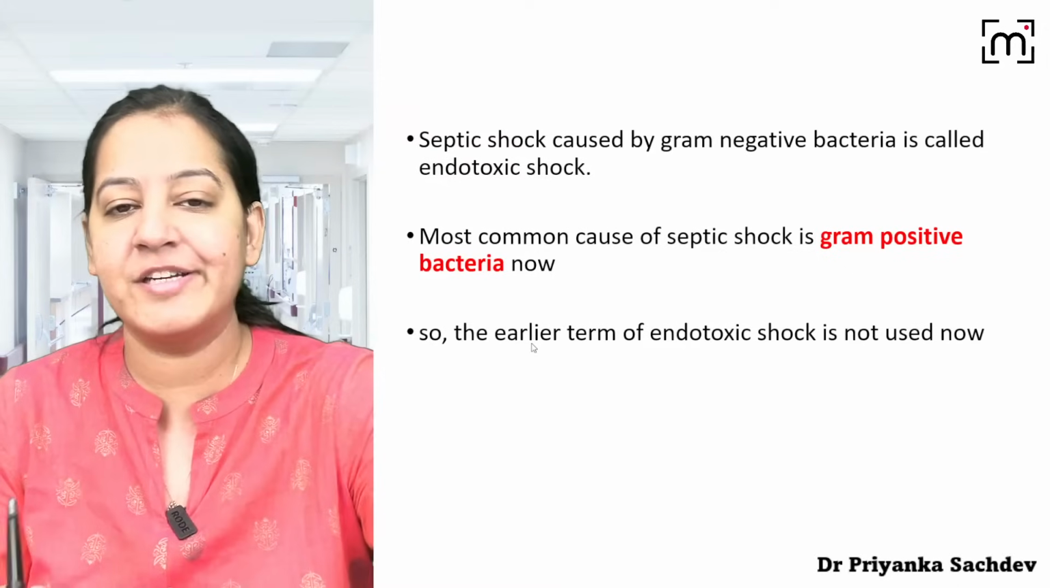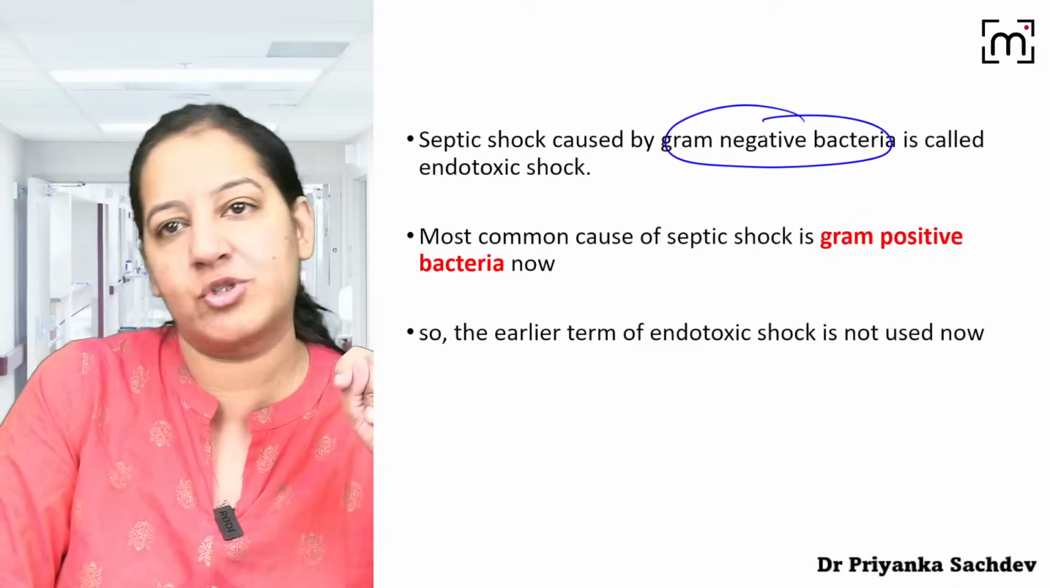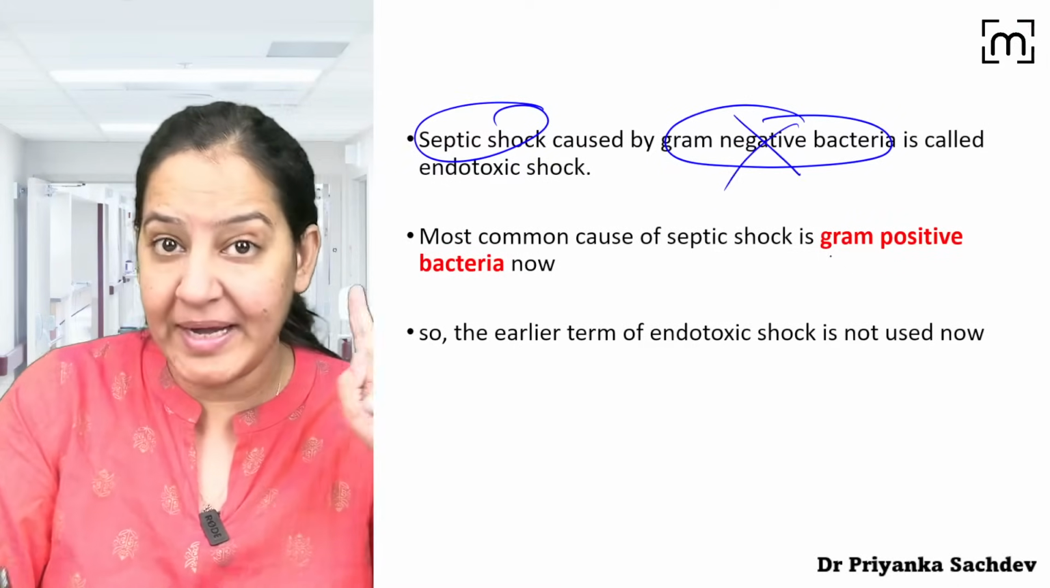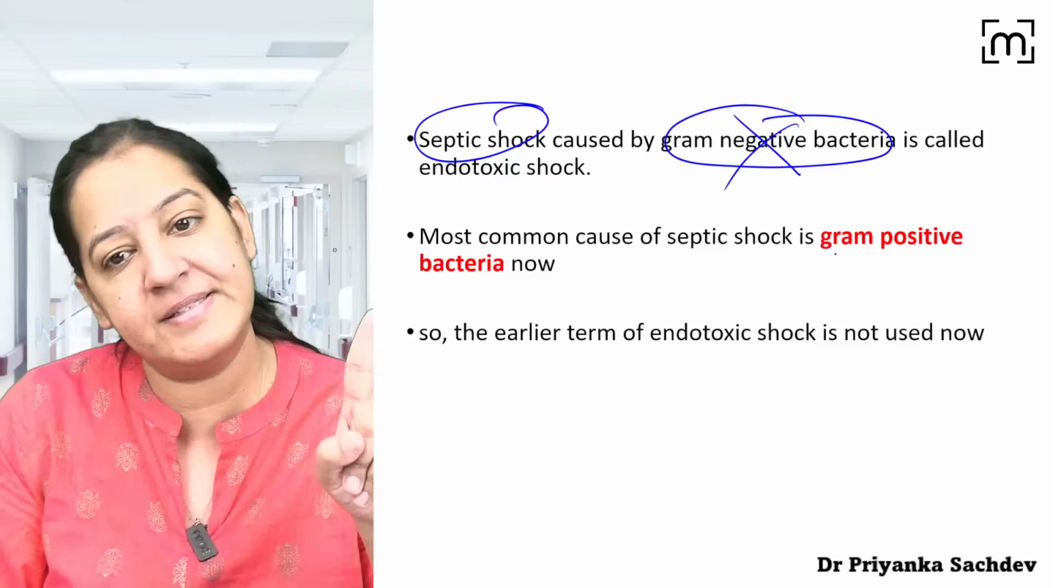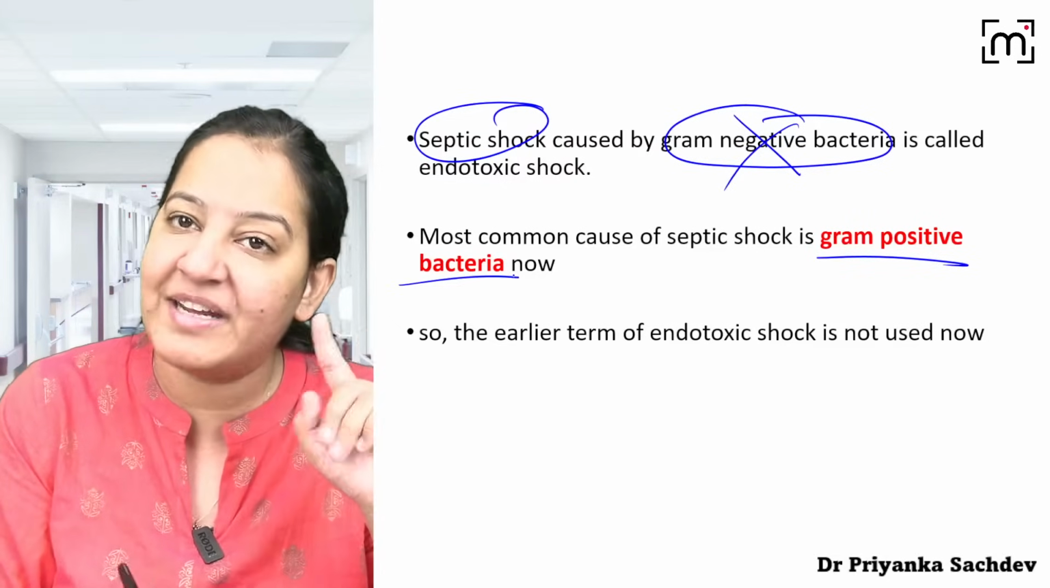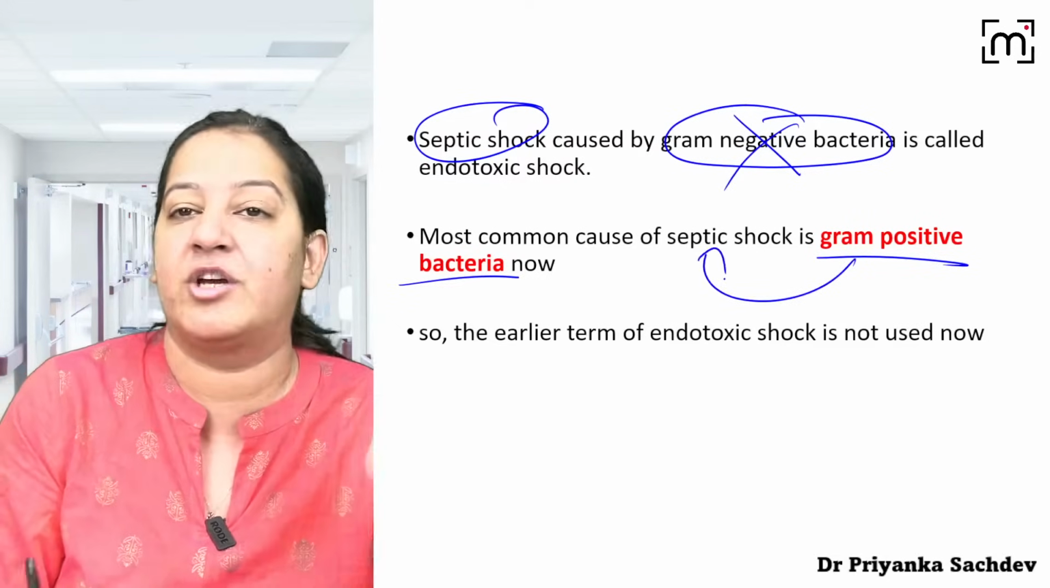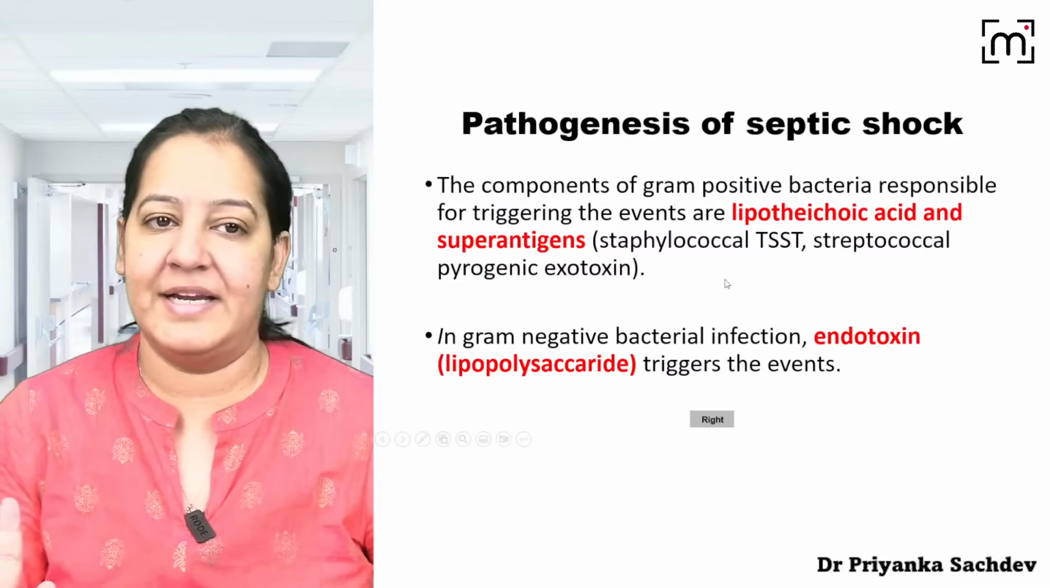Initially, it was thought that gram-negative bacteria are the most common cause of septic shock. But nowadays, in the recent updates, it is given that it is the gram-positive bacteria which is the most common cause of septic shock, not gram-negative. So please learn that.